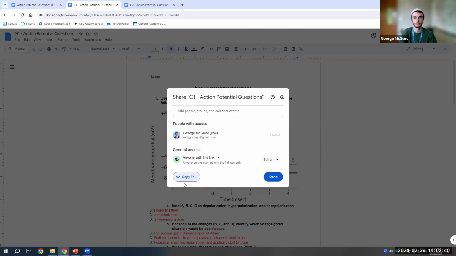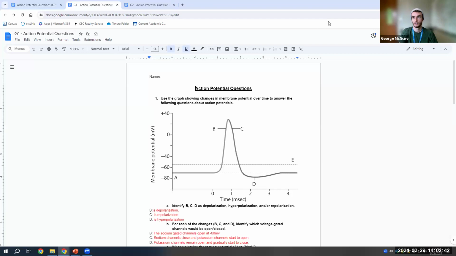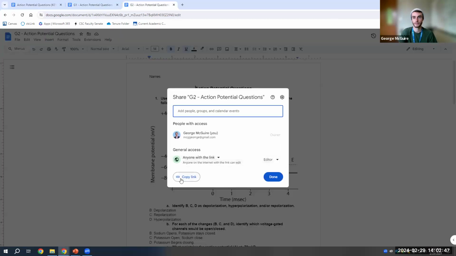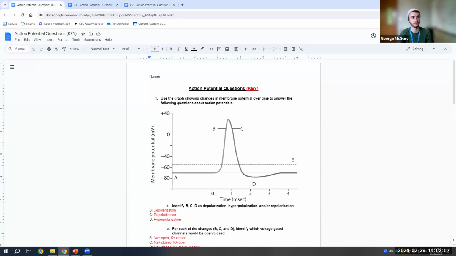Can't get to this third tab. Move this, there we go. Here's group twos. Okay, and then here's my key.